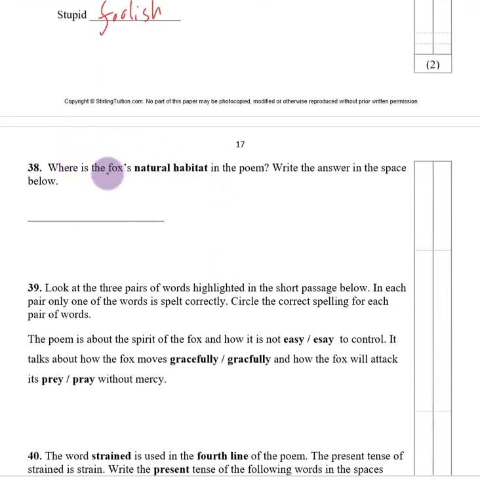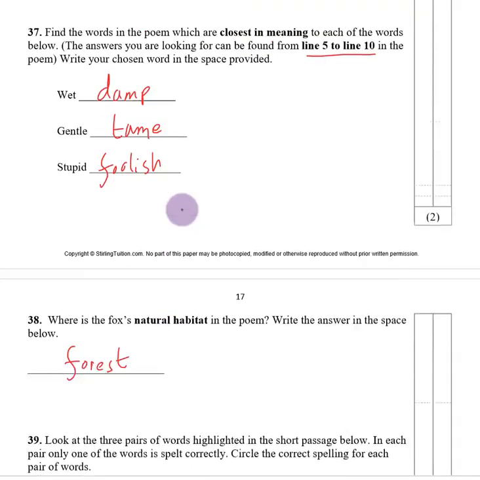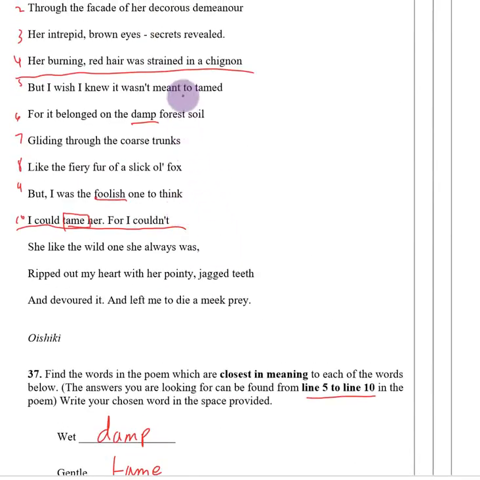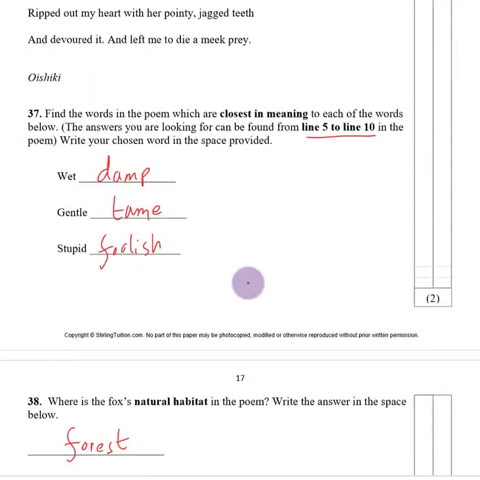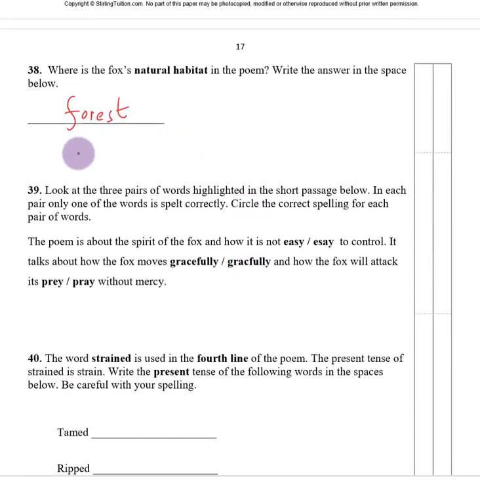Number 38, where is the fox's natural habitat in the poem? So hopefully you spotted that, talking about the forest and running around the forest, but that would be the answer. I'll just see if I can find it quickly. The damp forest soil, for it belonged on the damp forest soil. If you put damp forest soil, that would be fine, but the answer would be forest. So number 39, look at the 3 pairs of words highlighted in the short passage below. In each pair, only one of the words is spelled correctly. Circle the correct spelling for each pair of words.